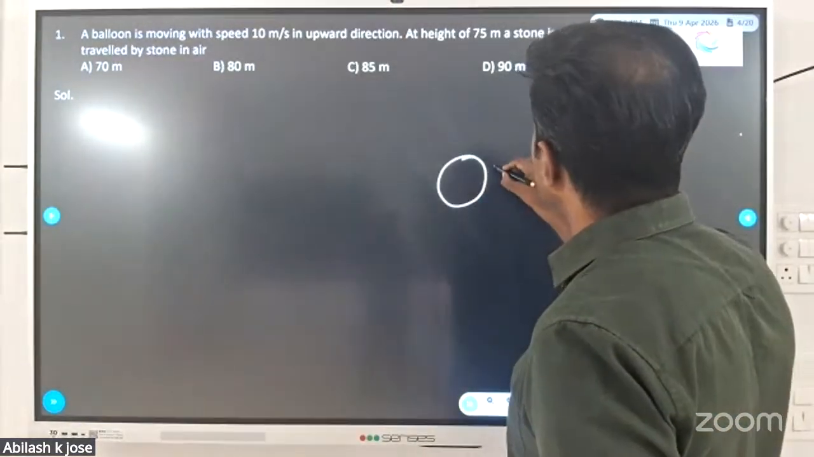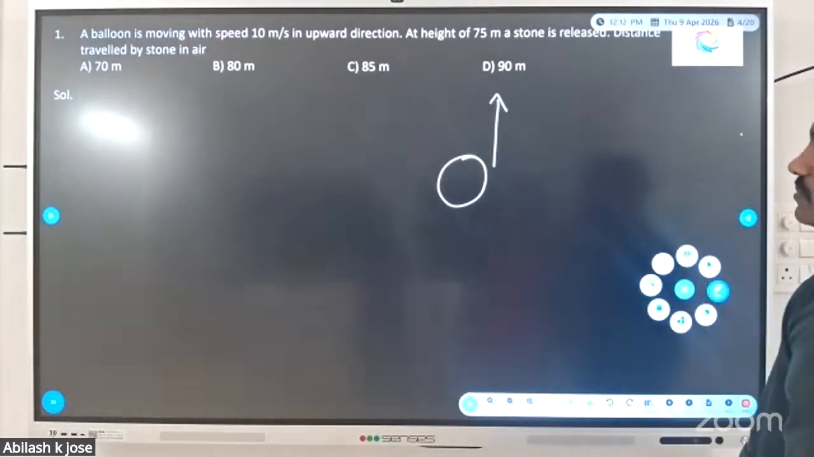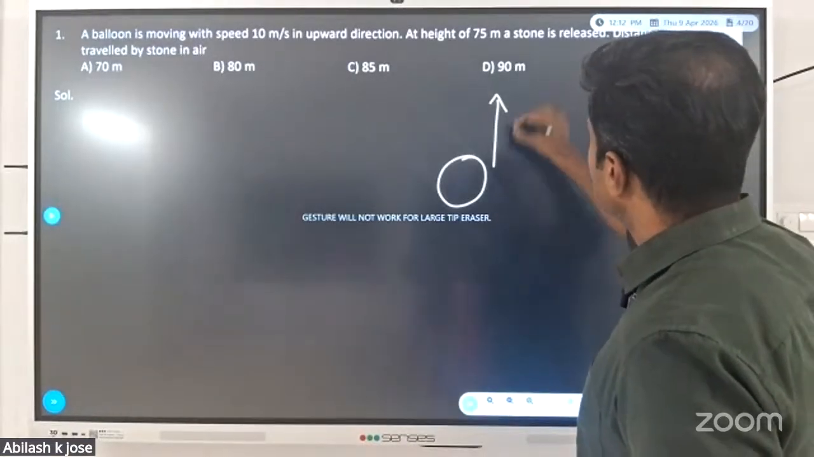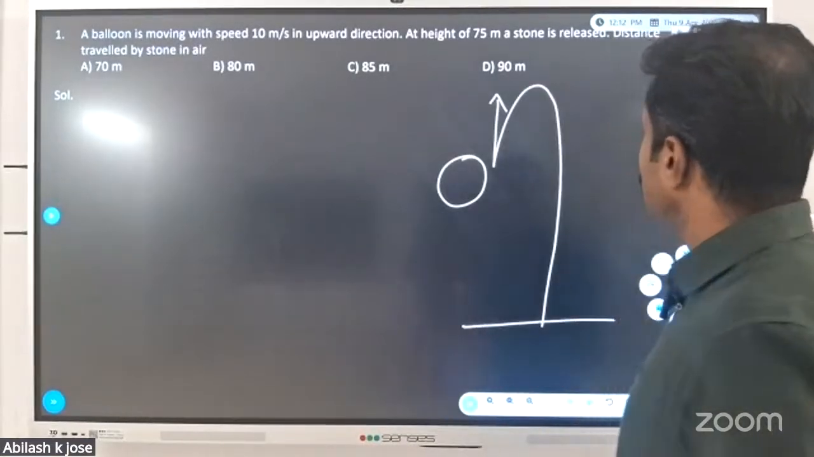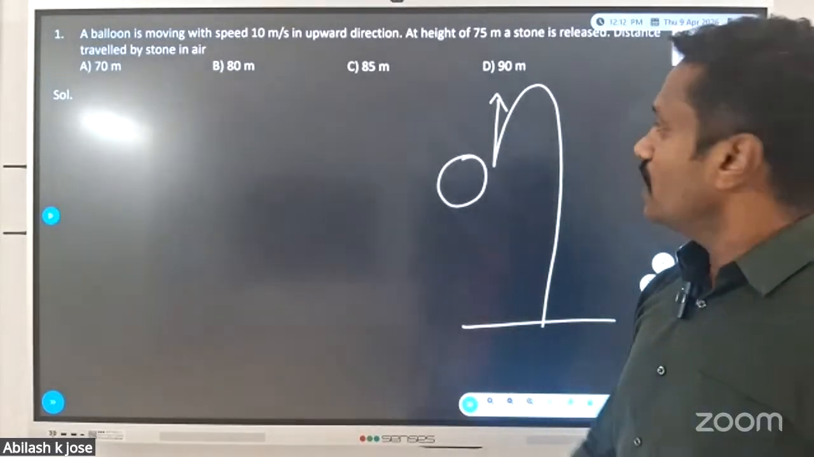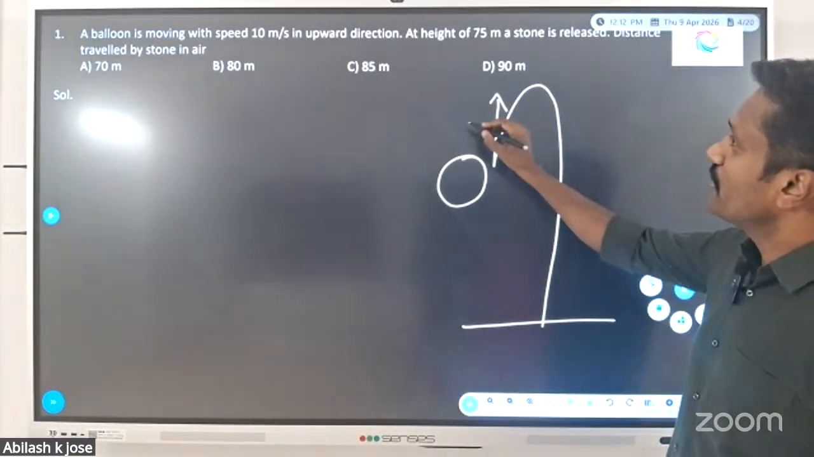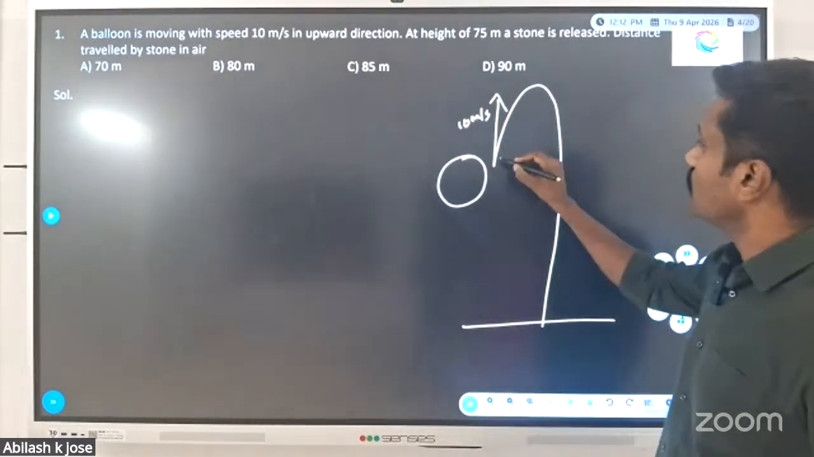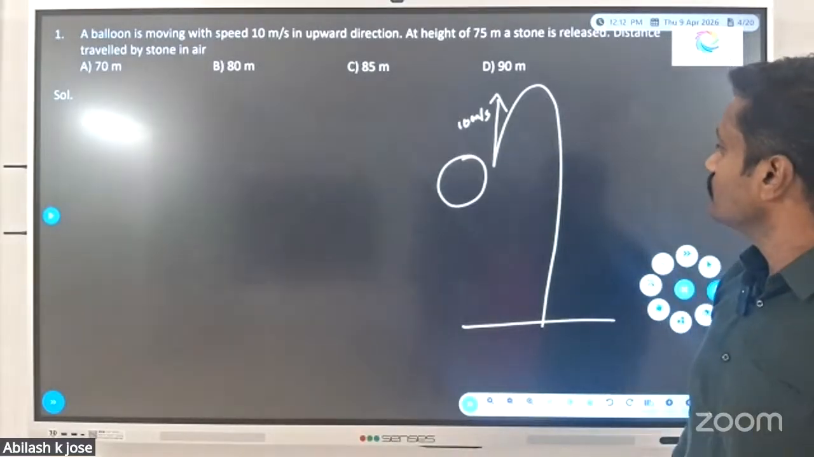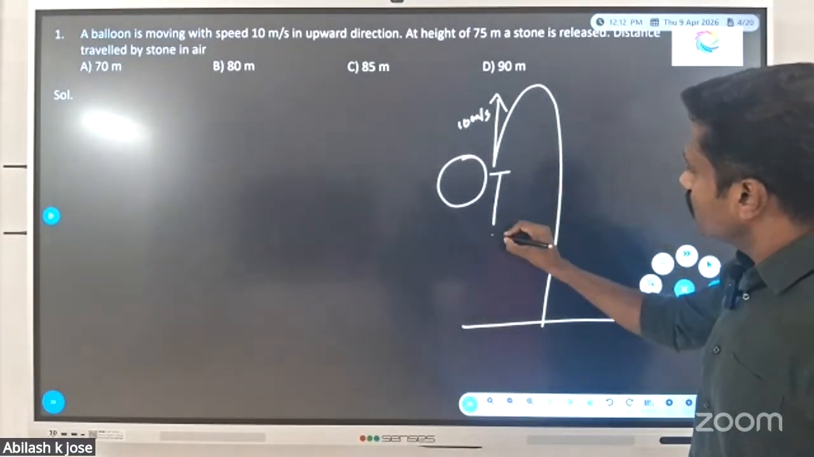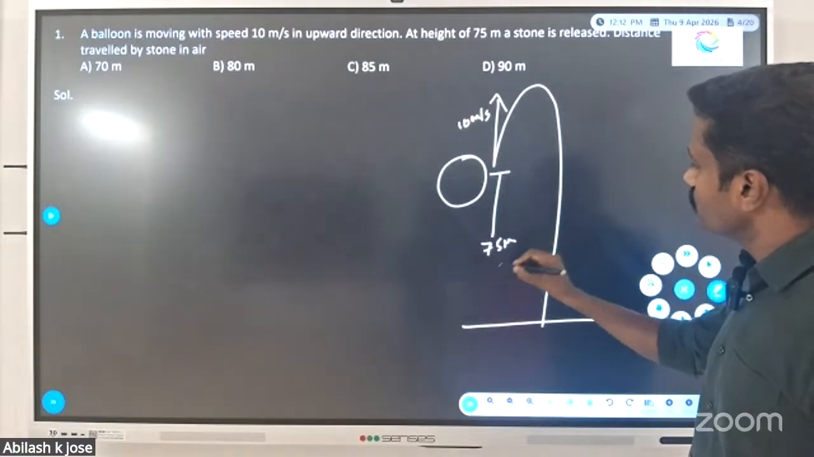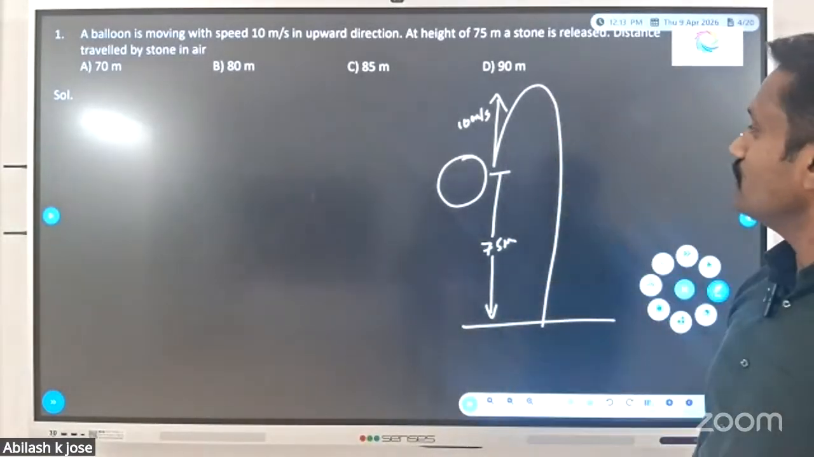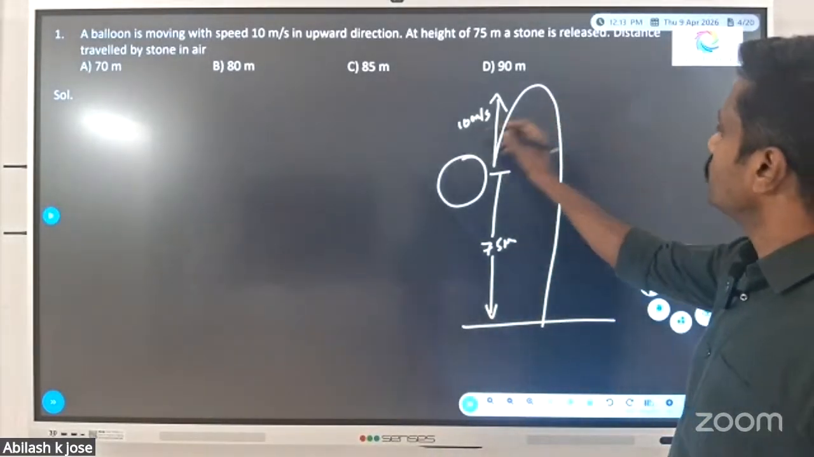The balloon is at a height of 75 meters from the ground, and we are asked to find the distance. As the balloon is moving up at 10 meters per second, the sound is released with the same speed, 10 meters per second, in the upward direction. This height is 75 meters, and the distance from where the sound is released can be solved directly.